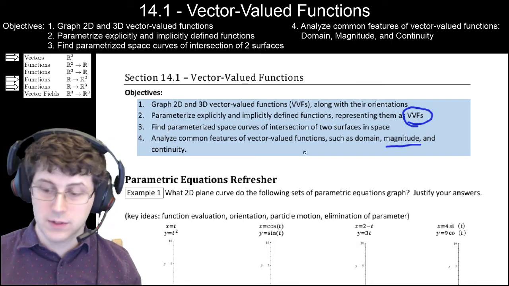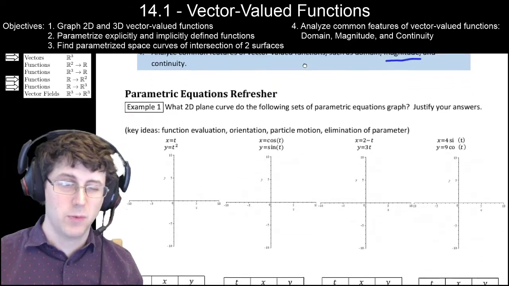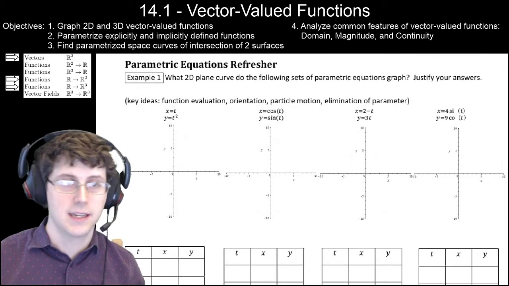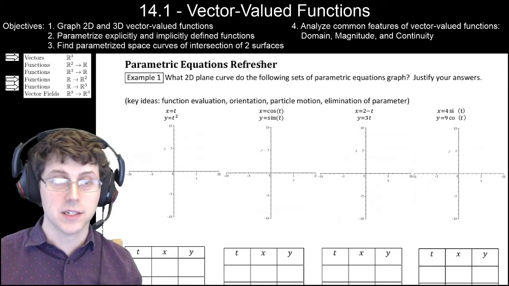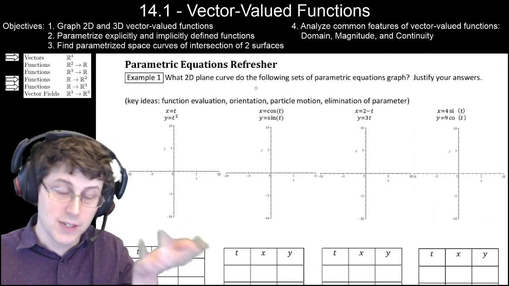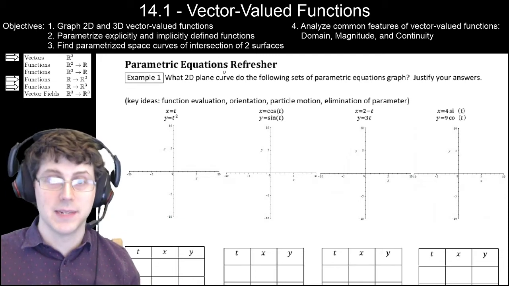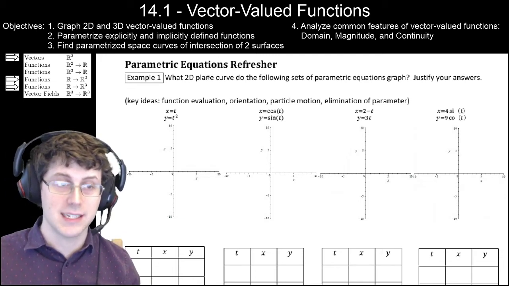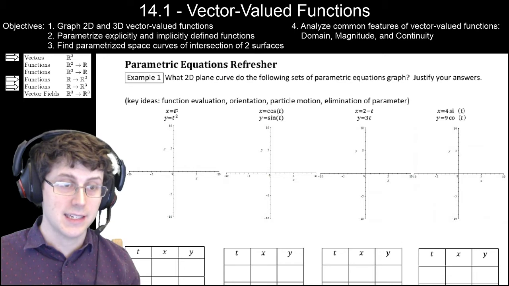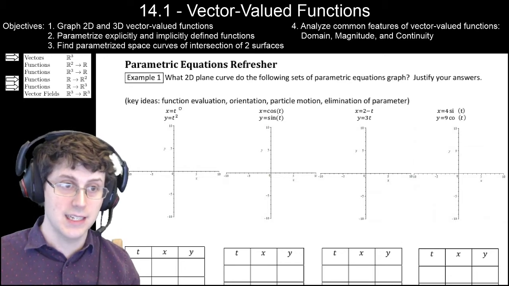So something that you hopefully saw in a Calculus 2 class is something called parametric equations. If you didn't see it, that's okay. If you did, that's great. But what is a parametric equation? Well, a set of parametric equations takes a number as input. This t is the parameter.